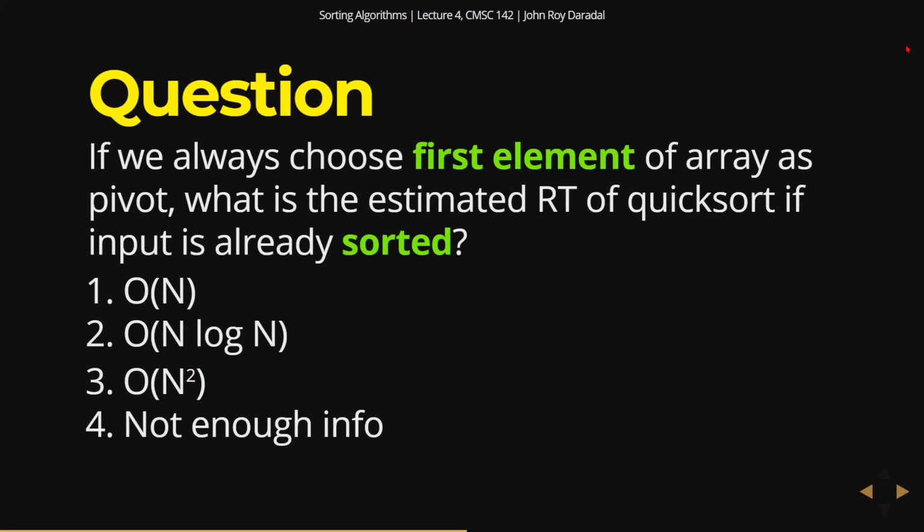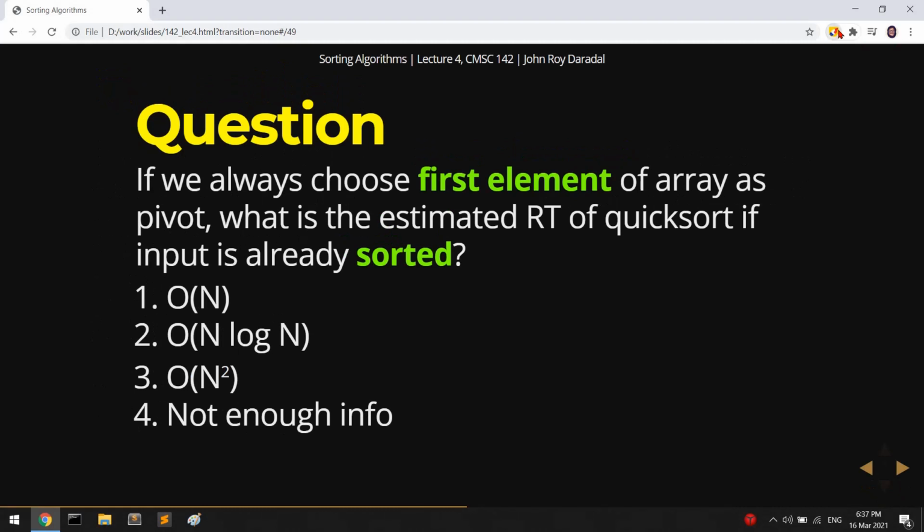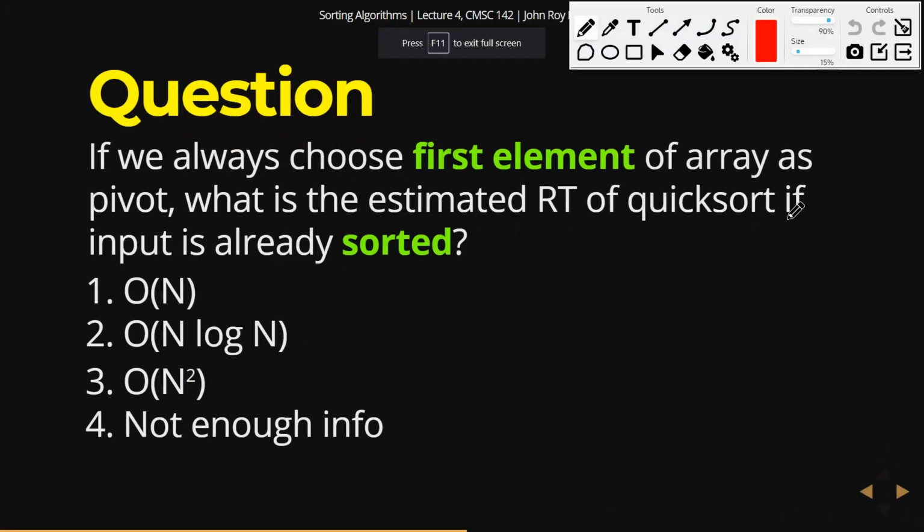So let's say we always choose the first element of the array as the pivot. What is the estimated running time of Quicksort if the input is already sorted? What does that mean? Let's say that the input is already sorted: 1, 2, 3, 4, 5. And let's say that we always choose the first element as the pivot. So if we choose this as the pivot, will that actually help us in the division?